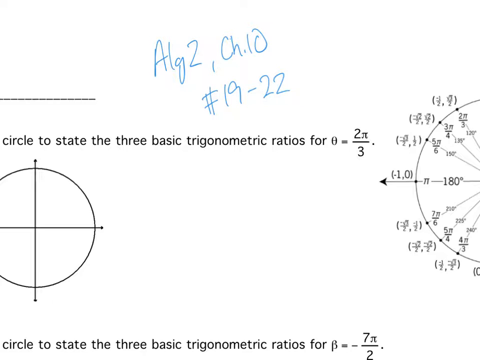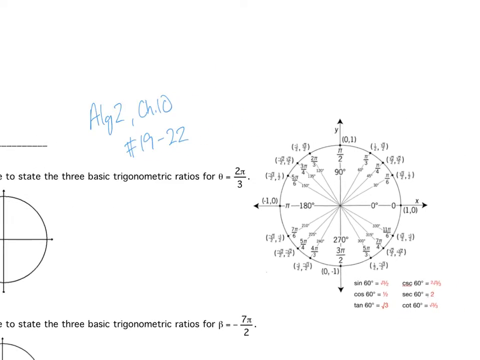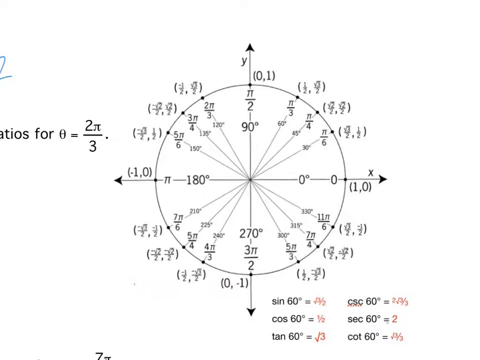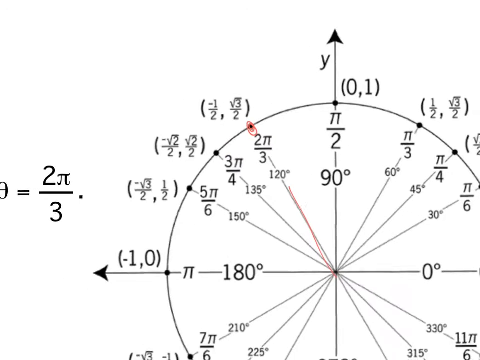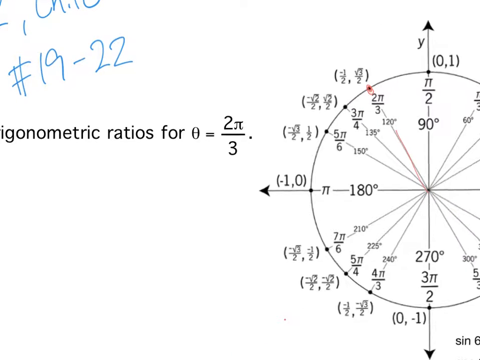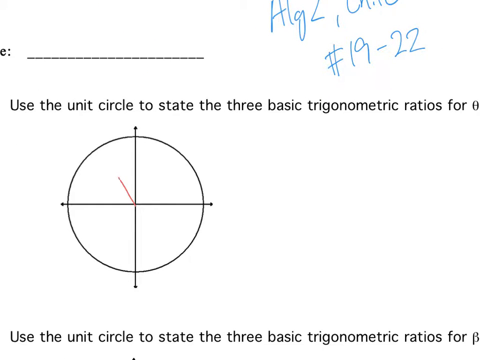Okay, so this one they want 2 pi over 3. And this is the kind of question where you're going to look at the unit circle that you've filled out on the blank page and find the 2 pi over 3. It's right here, 2 pi over 3. It's equal to a 120 angle. So we'll plot that out here, and the reference angle would be pi over 3.